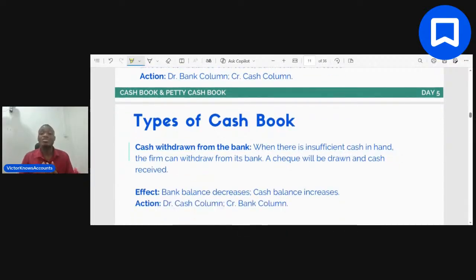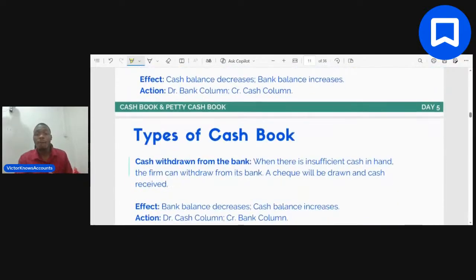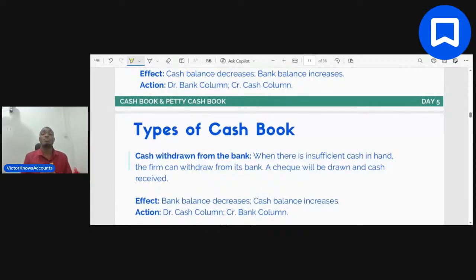Then the second one is when cash is withdrawn from the bank. Of course, when there is insufficient cash in hand, the firm can withdraw from its bank. A check will be drawn and what? And cash received. Of course, life has changed a lot now. You don't necessarily have to even have a checkbook before you can withdraw your money from your bank. Is that fine? You can use ATM, all right? You can use your debit card on an ATM. You can use many other ways. All right.